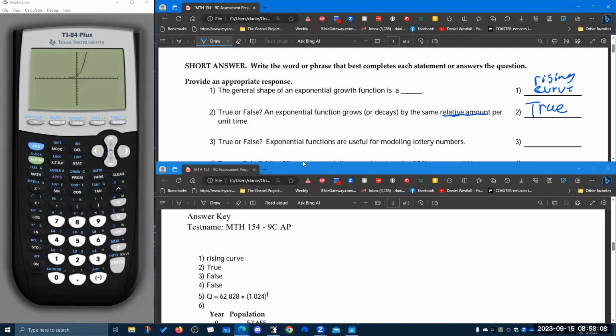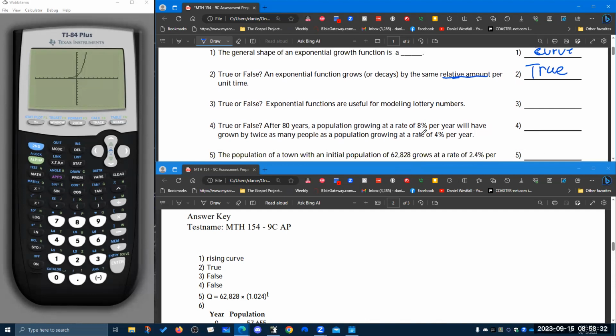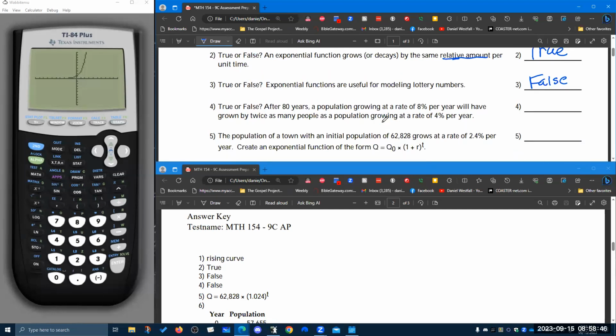And it's written in the form, well, we'll see the equation down here in just a second, but it's written in this form: original quantity times 1 plus this rate of change, this percent growth or percent decay per unit of time, like per year or per day or something like that. True or false? Exponential functions are useful for modeling lottery numbers. That's false. The whole idea of a lottery is that it's not easy to model, it's random.